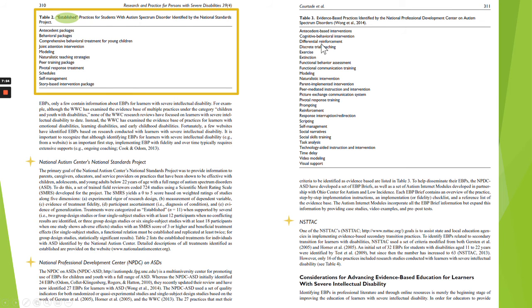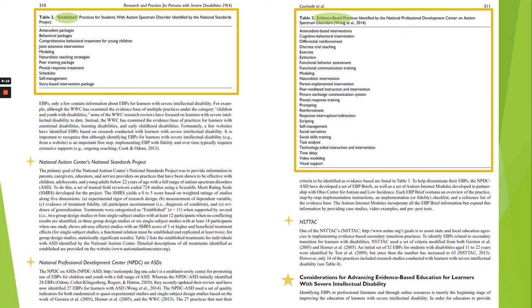Now let's look at Table 3. This table shows evidence-based practices from the NPDC. Because it says evidence-based, we note that these practices do have enough research supporting them to be considered evidence-based. The next major heading is Considerations for Advancing Evidence-Based Education for Learners with Severe Intellectual Disability. I see that we are moving from sources to considerations for advancement, so I'm getting an idea that the authors are moving to the future.